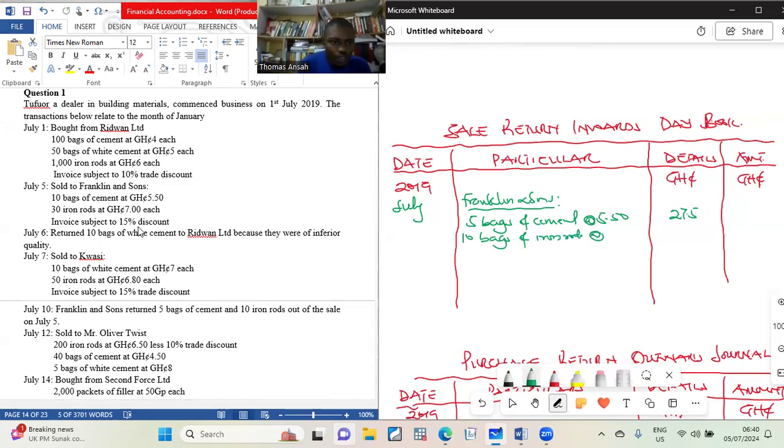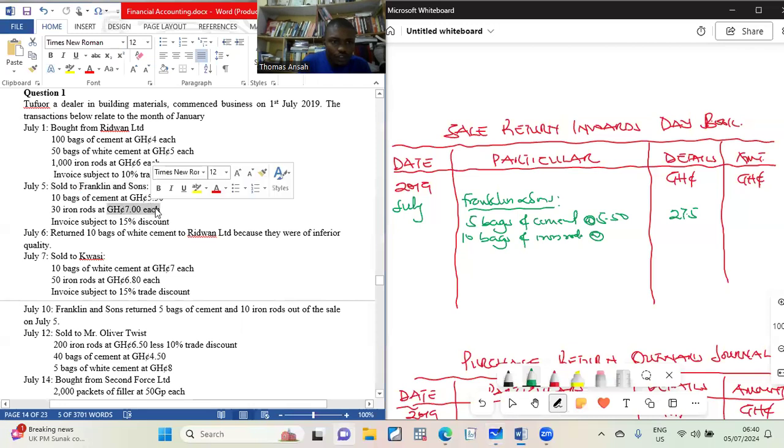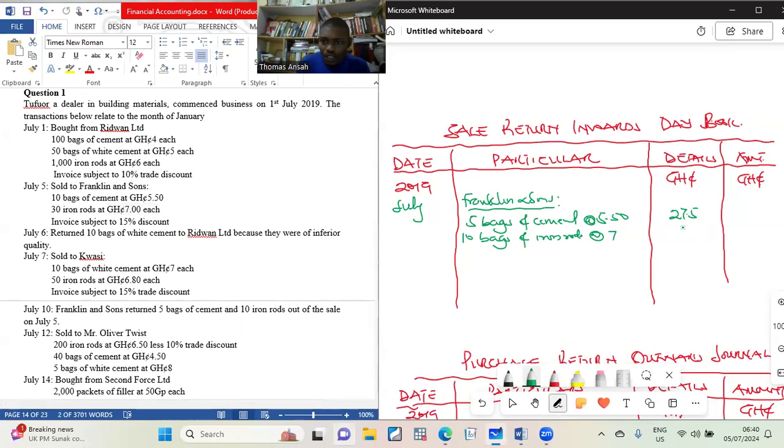And how much was the iron rod sold to Franklin? 7. So at 7, that is 70. All right, so we have to return the discount as well. So if I add these two, I'm having 97.5. So less, how much was the discount given to them? 15%. 15% discount. Because if you return the goods, you have to also give back the discount.